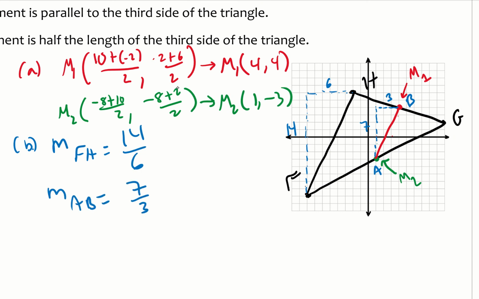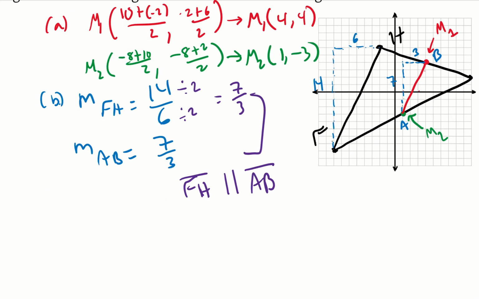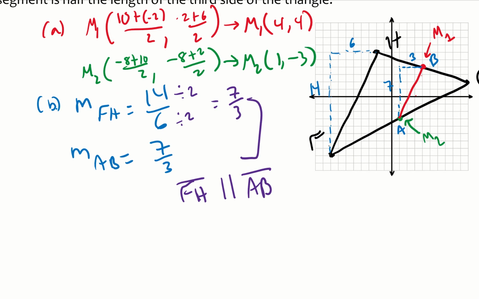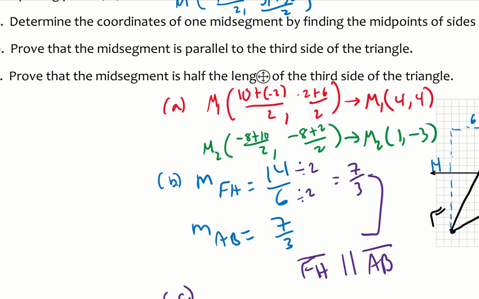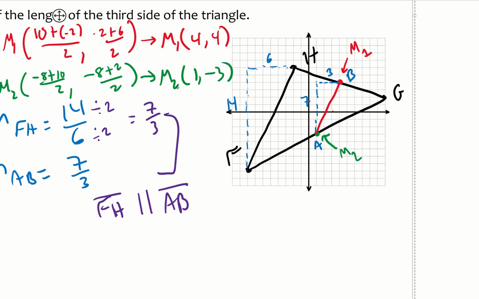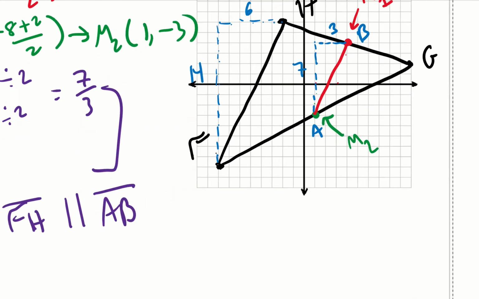And these are equivalent fractions because all I have to do is divide by 2, and this converts to 7 over 3. So that means that these are parallel. So this means that FH is parallel to AB. Okay, so we've proven that so far. The final thing we want to prove is that the red line segment, the midsegment, is half the length of FH. So we're going to need to find the distance formula.